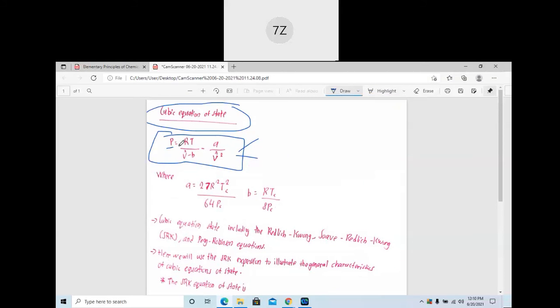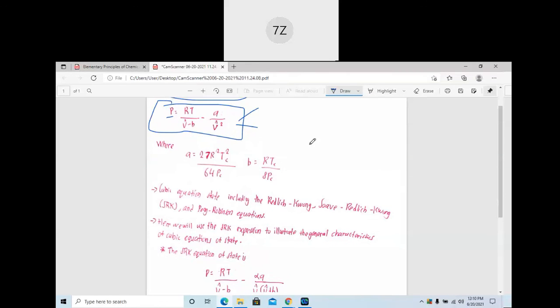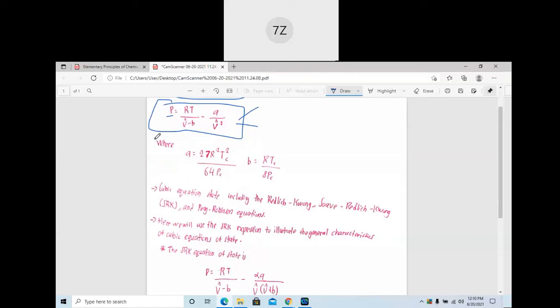Here the pressure equals the gas constant times the temperature over V minus B, minus A over V squared, where A and B are the parameters of the equation. Here A is 27 R squared Tc squared over 64 Pc, where Tc is the critical temperature and Pc is the critical pressure. And B is R times Tc over 8 times Pc.